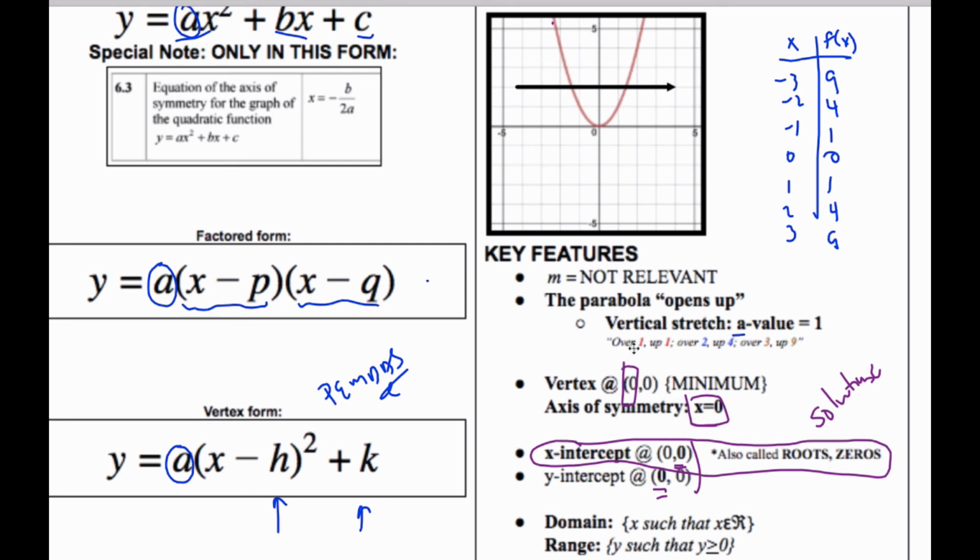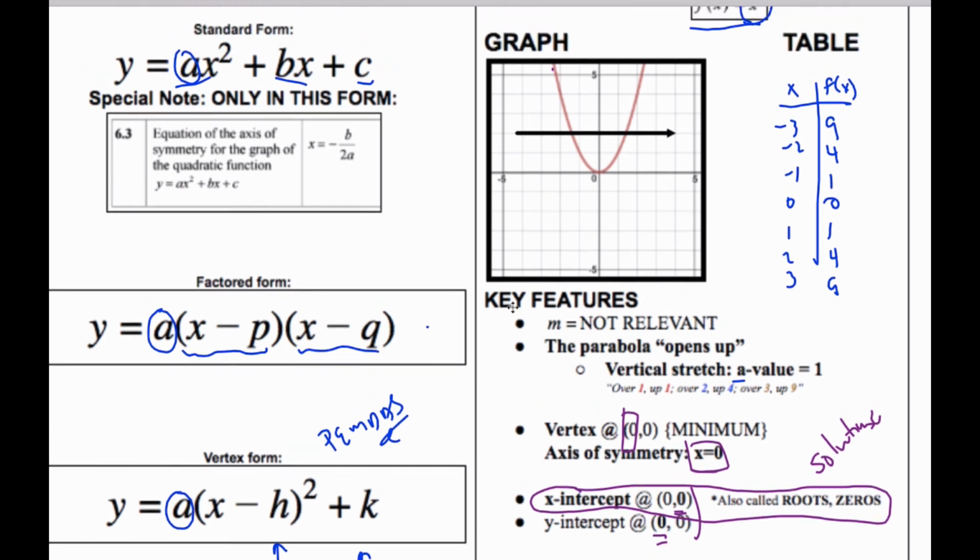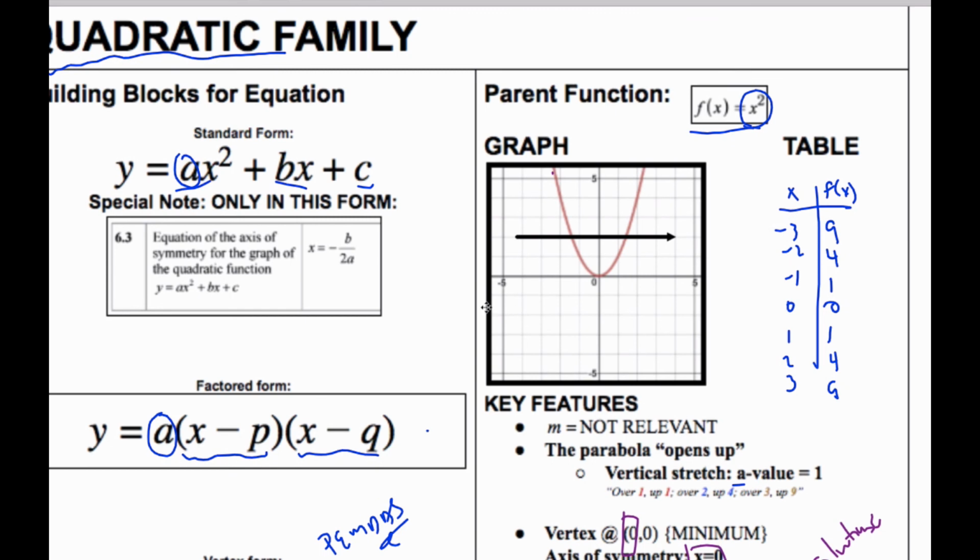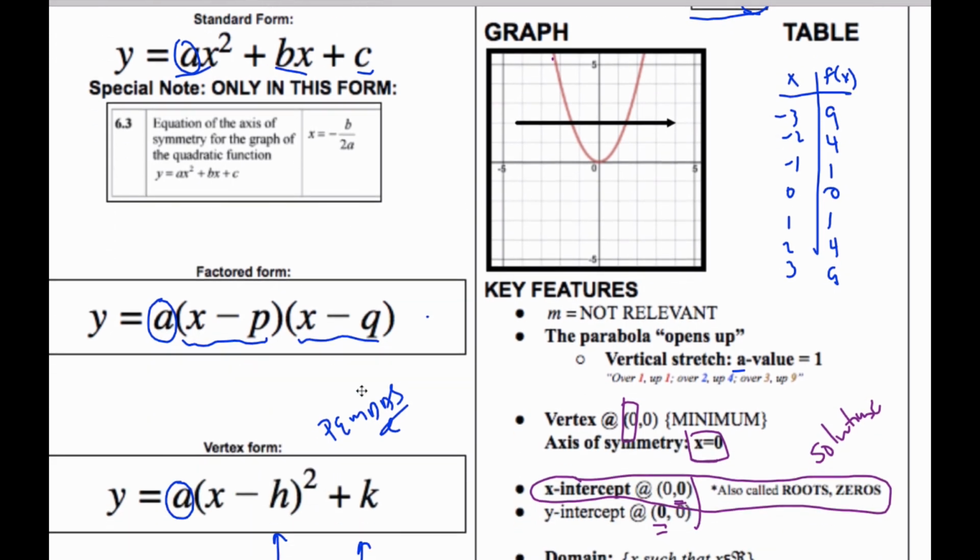So there's just some basic definitions and ideas for our quadratics. We'll use the building blocks to do various things and find the equations or find the graphs, graph it, and we'll move from there. There's your introduction to quadratic functions.